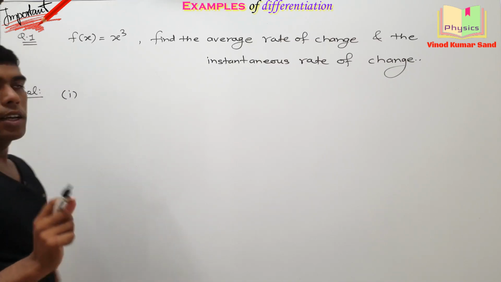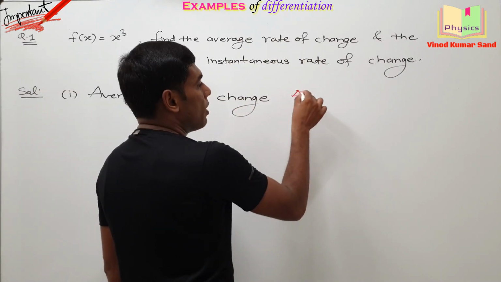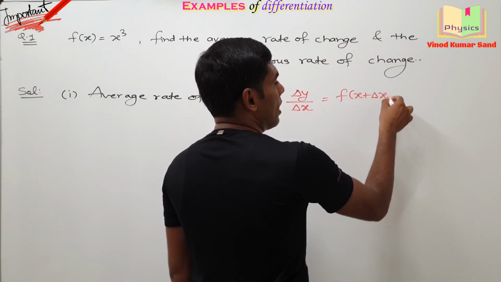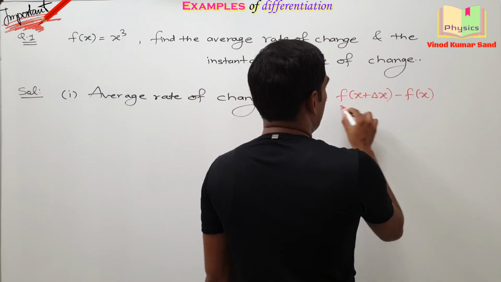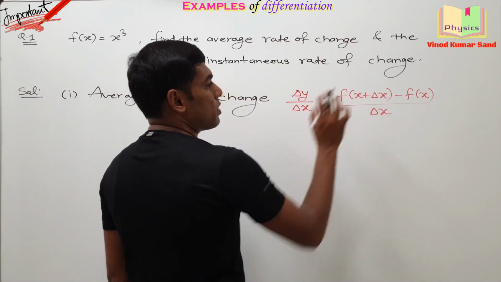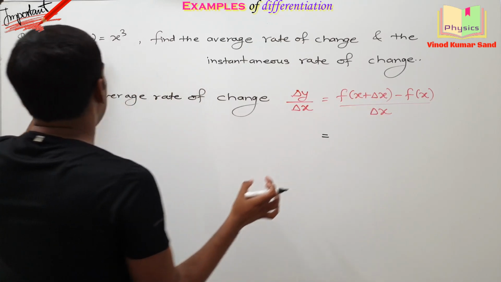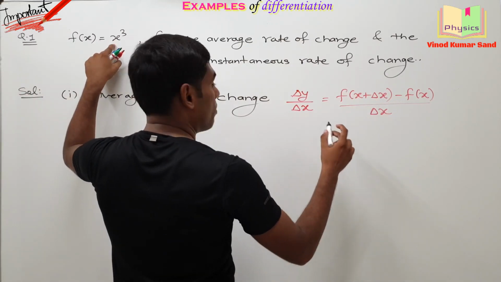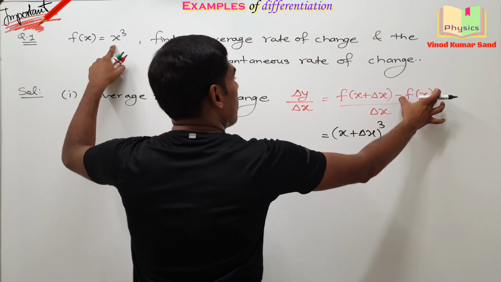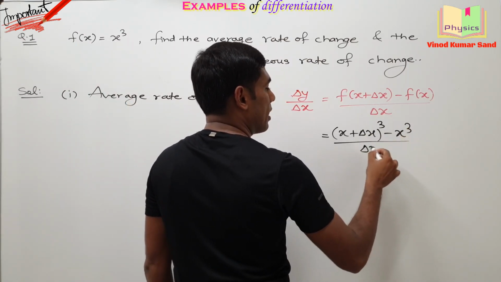First part, you remember the formula for average rate of change? Speak up. Del y by del x equals f(x plus del x) minus f(x) by del x. I hope you remember the formula. So I am just going to put the values in the formula. Wherever we have the x, we will be substituting x plus del x. So the final value here will become (x plus del x) whole cube minus f(x). f(x) is given as x cube, divided by del x.